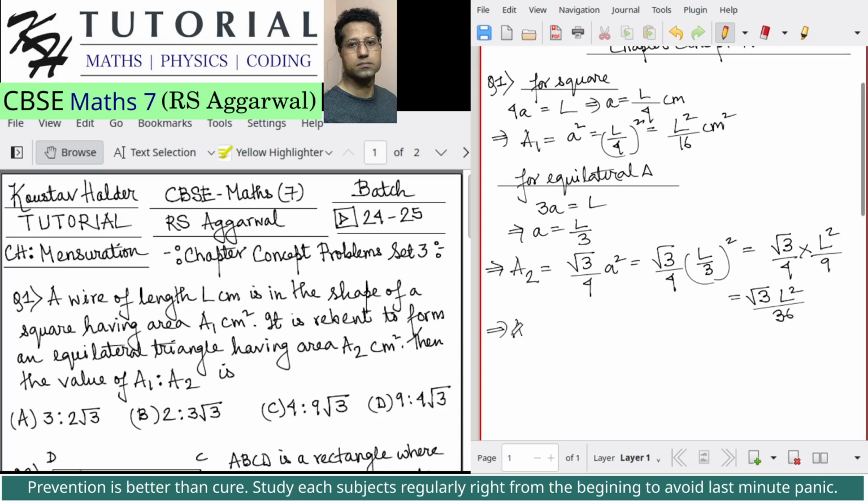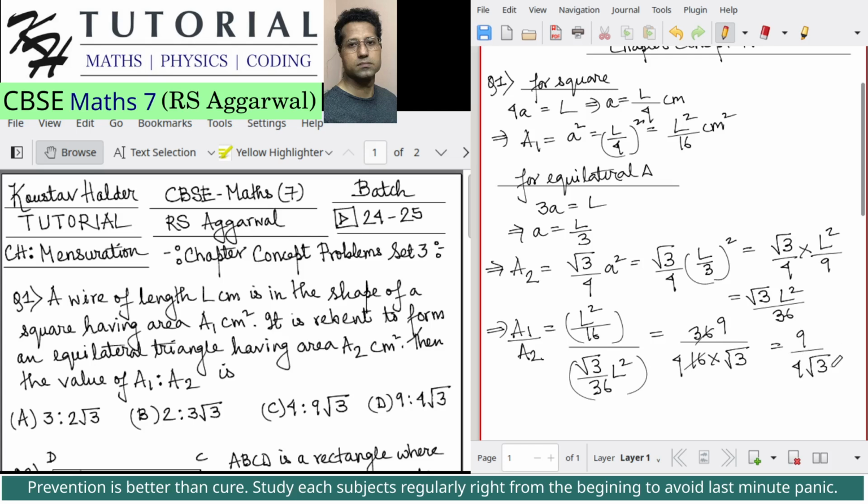So this implies A1 by A2 will be equal to A1 is L square by 16 and A2 is square root of 3 divided by 36 and L square. L square will cancel out from the numerator and the denominator, and if we simplify this, we will have 36 divided by 16 multiplied by root 3. If I simplify 36 and 16, it will be 9 and 4. So this is 9 by 4 square root of 3.